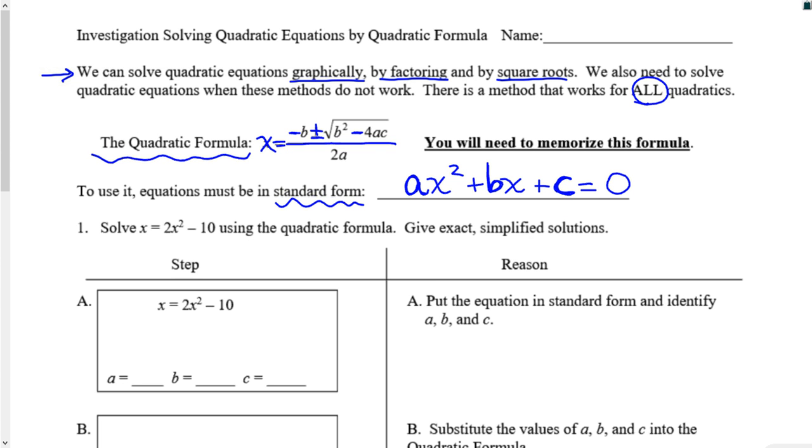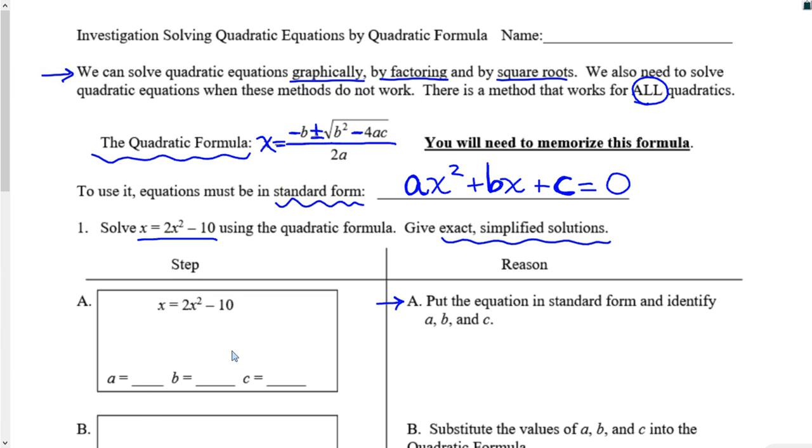All right, let's try an example. Solve this first equation, x equals positive 2x squared minus 10, using the quadratic formula. It says to give exact simplified solutions. That means we're not using our calculator on this. We're giving exact answers. We might get square roots, we might get imaginaries in there, and we just have to simplify. So the first thing we need to do to solve this is to put the equation in standard form and identify what a, b, and c are.